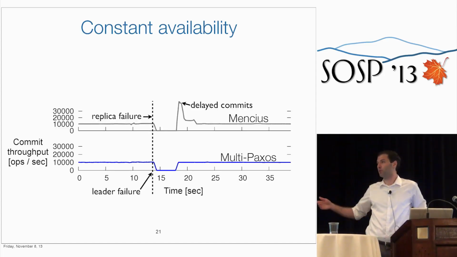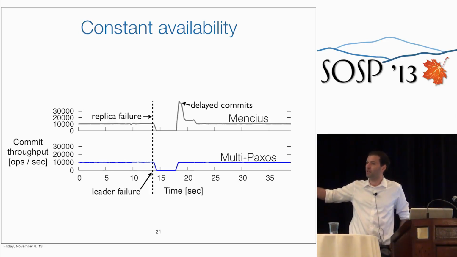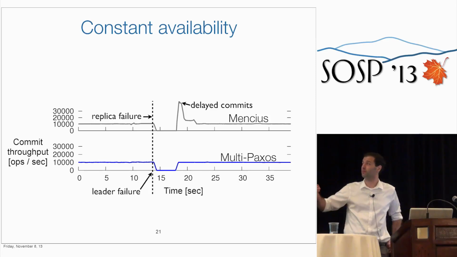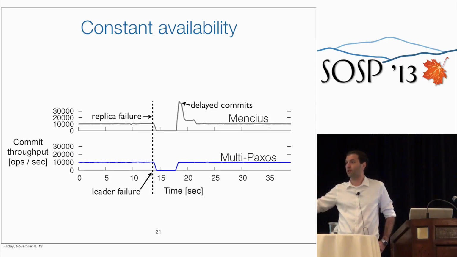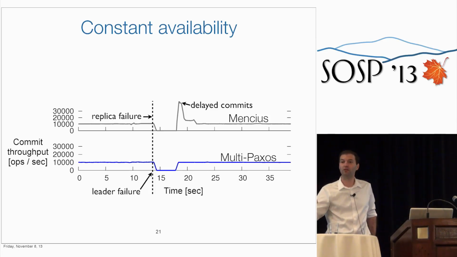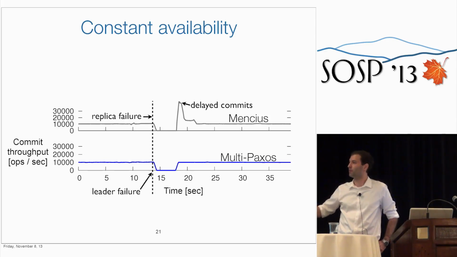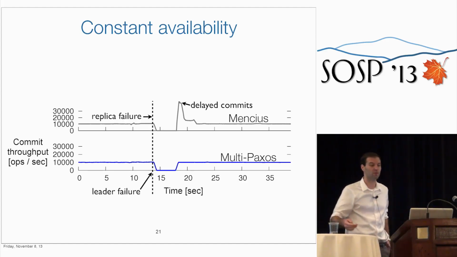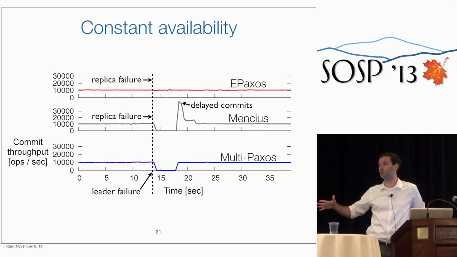In Mencius, when any replica fails, the same thing happens. The throughput goes to 0. In Mencius, however, commands can be processed up to the point where they should be committed. After a grace period, one of the live replicas in Mencius succeeds in committing no-ops on behalf of the failed replica. And the spike that you see on the graph is those delayed commits. No such problem in EPaxos, because in EPaxos we have the flexibility to avoid a minority of failed replicas.